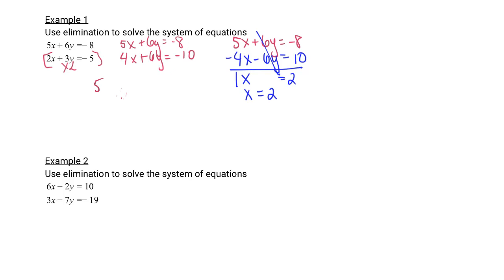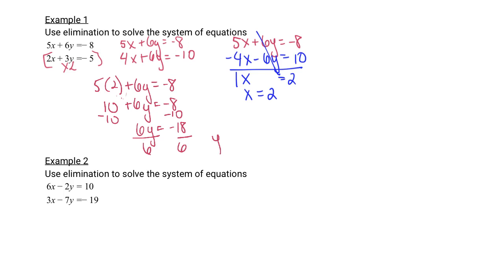I get 5 times 2 plus 6y is -8. That's 10 plus 6y is -8. I want to get y alone, so I'll subtract 10. 6y is -18. Divide by 6. Y is -3. So that's my total answer, 2, -3. So it's a lot the same as when we just add and subtract, except for now we have to do a little bit of rearranging and changing before we can do that.